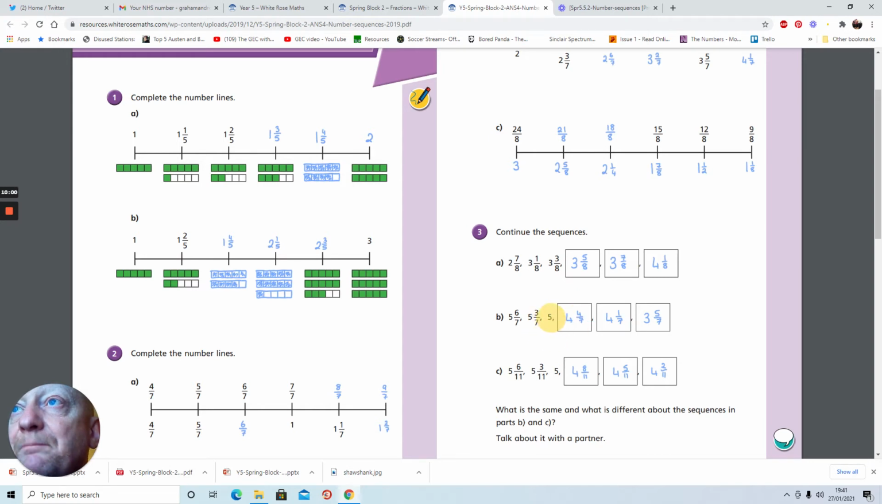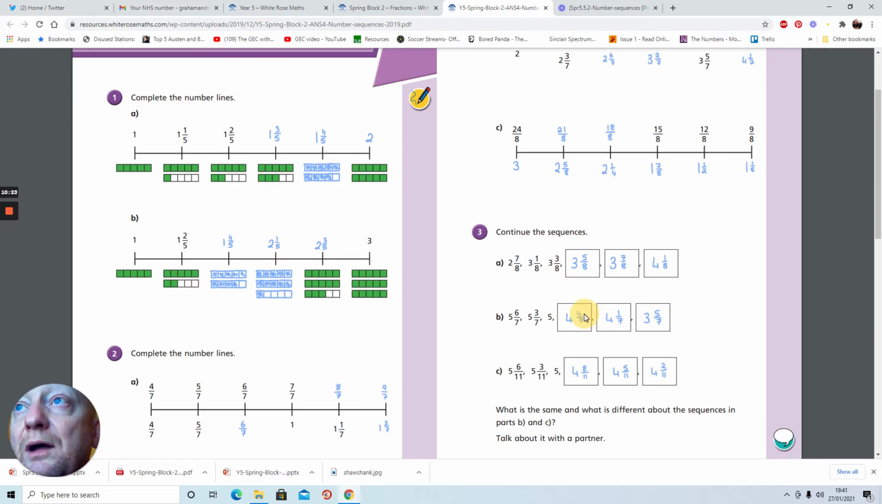Okay, gives us the 1. So we go, right, 5, take away 3/7. It's got to be 4 because we're going back through this number. It can't be 5 still. So we know it's going to be 4, and take away the 3 from 7/7 gives us 4/7. So 4 and 4/7. And we carry on.